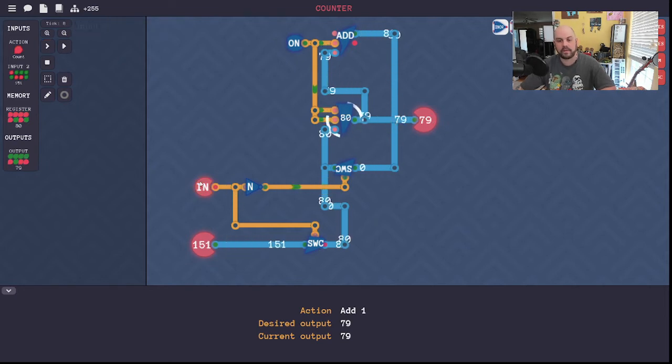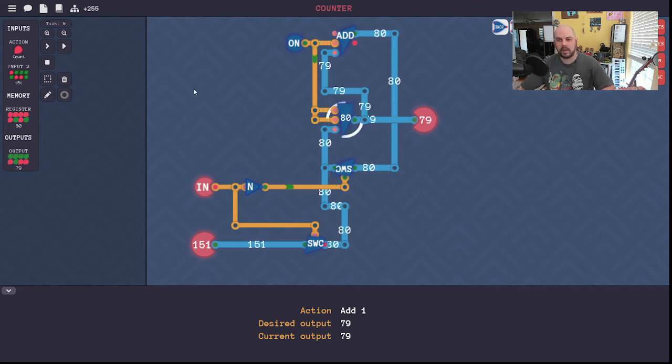So we've turned off our input, which enables the switch for adding, but disables the switch for overwriting. The 79 gets pushed out of the register and adds with the 1 from the current on signal. 1 plus 79 makes 80. The 80 comes through the switch that's enabled and gets written to the register, and the 79 that was there originally is pushed to the output. I hope that makes sense.